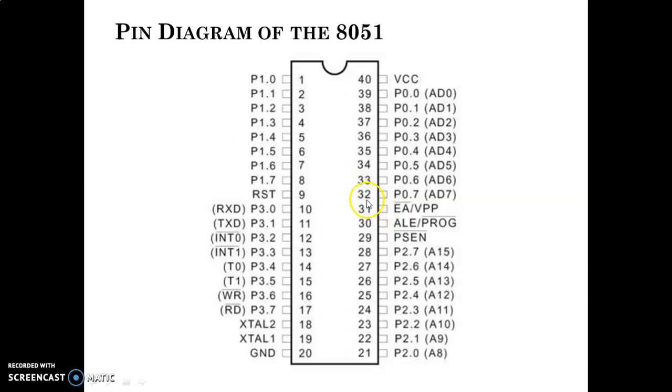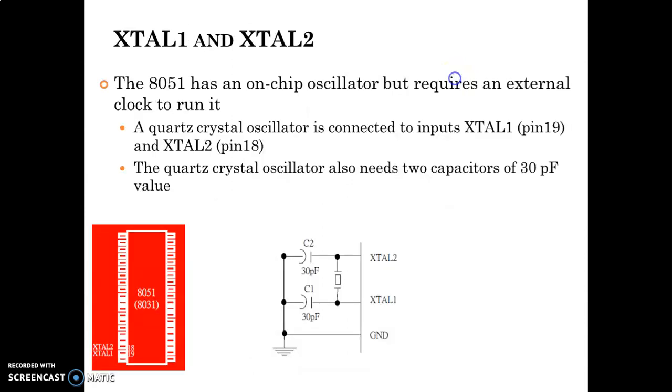Pins 32 to 39 are the port 0 pins. Pin 39 is the AD0 pin, the lower order address line pin. 38 is AD1, 37 is AD2, 36 is AD3, 35 is AD4, 34 is AD5, 33 is AD6, 32 is AD7. Pin 40 is the VCC pin, the plus VCC pin. Pin 20 is the ground pin, negative VCC.